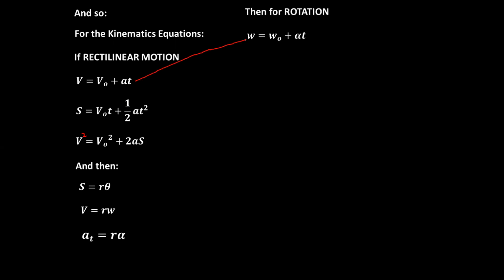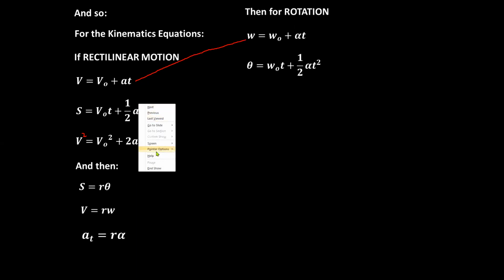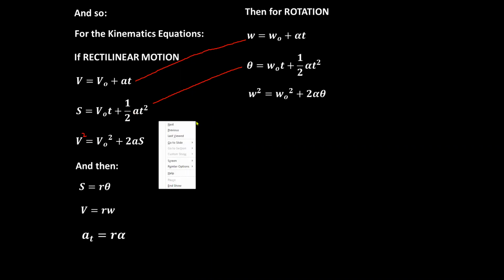Sa rotational motion, yan ang counterpart niya. And then, proceed tayo. Ang counterpart naman ng displacement or S sa rotational motion is this formula. Yan ang katumbas niya, no? Kaya lang, dito straight line yung ikot, dito circular yung motion. And then for the third one, yan ang katumbas naman ng ating formula.